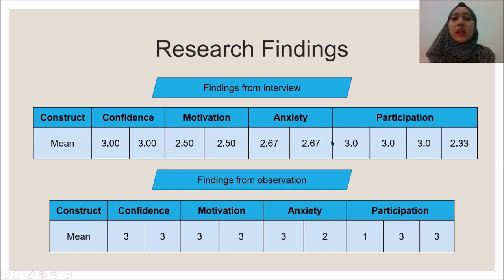However, the pupils agreed that using TPR in set induction was able to increase their participation in the classroom because 3 out of 4 questions had the mean of 3 and only one had a mean of 2.3.